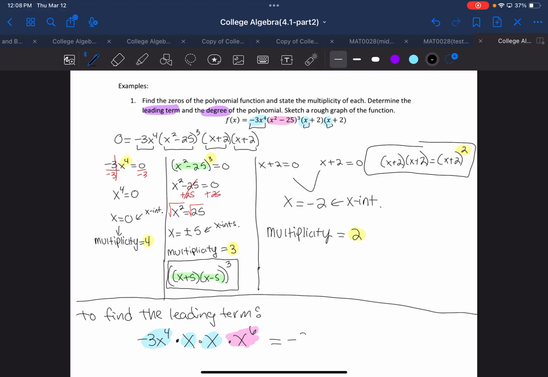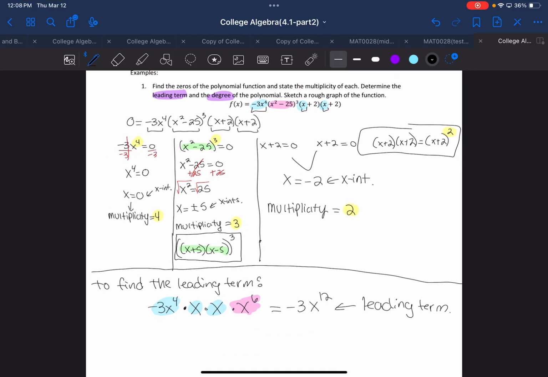So this would be -3 times x to the 4 plus 6 plus 2, which is 12. This is my leading term. And again, if I multiplied all of that out, took the time to do that, you would get this as your leading term. But I would not expect you to do that.